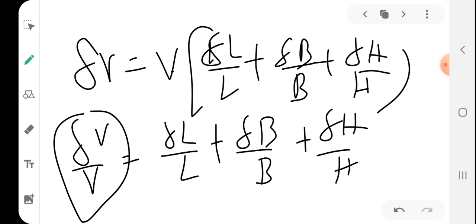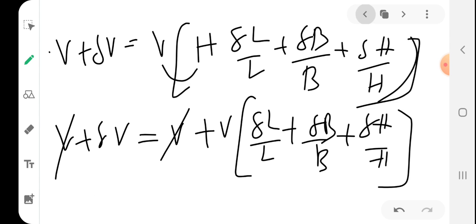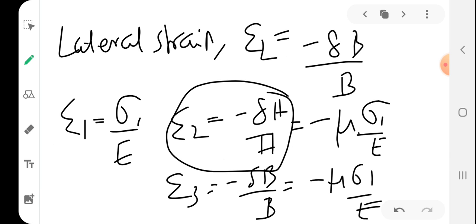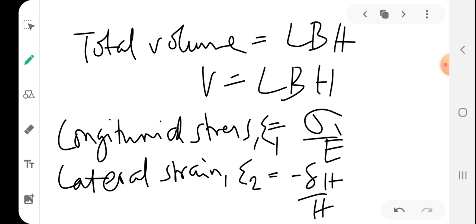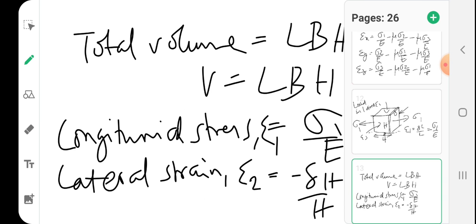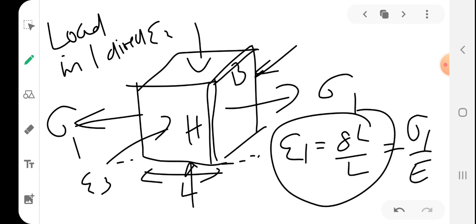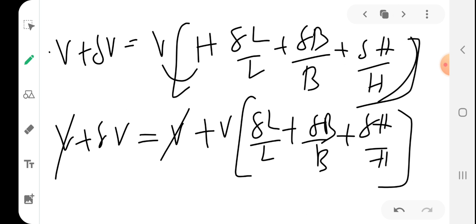So what is this? Change in volume by original volume. That is volumetric strain. So volumetric strain will be equal to delta L by L plus delta B by B plus delta H by H. So students, here you have to note down that delta H by H is epsilon 2, delta B by B is epsilon 3, and delta L by L is epsilon 1 only.